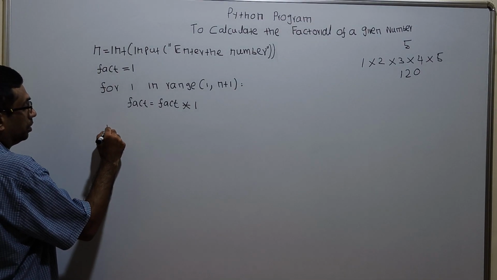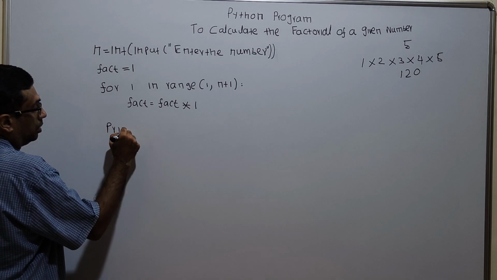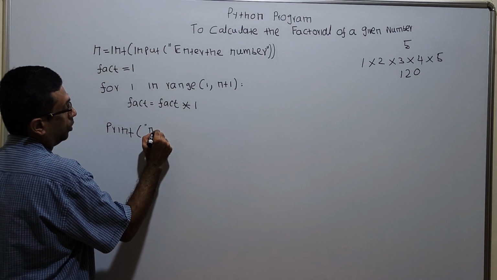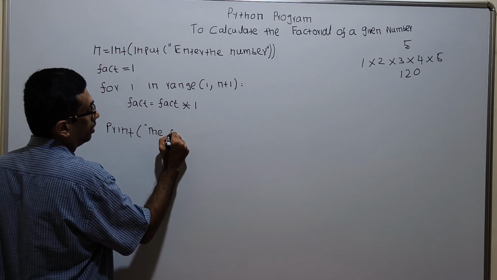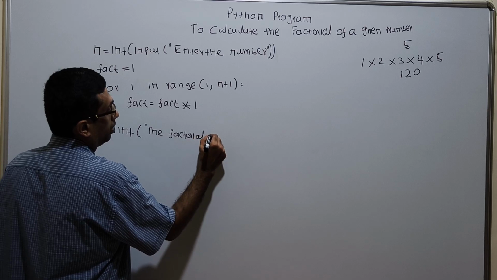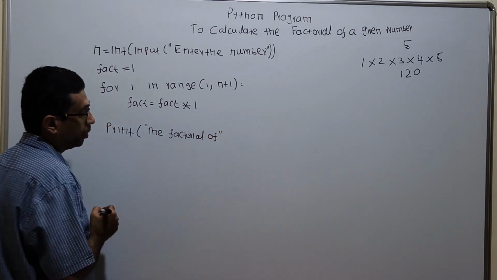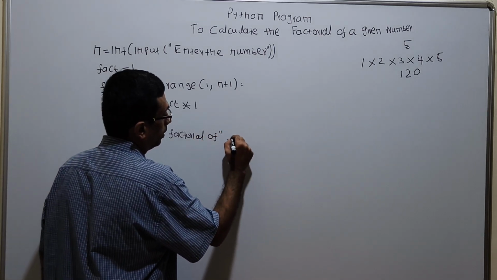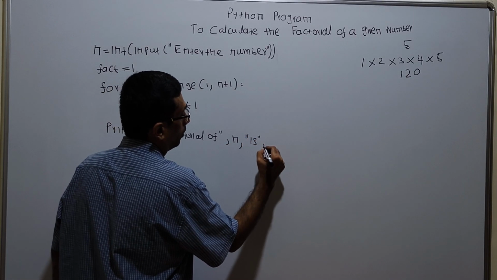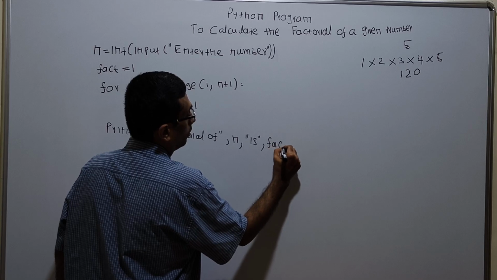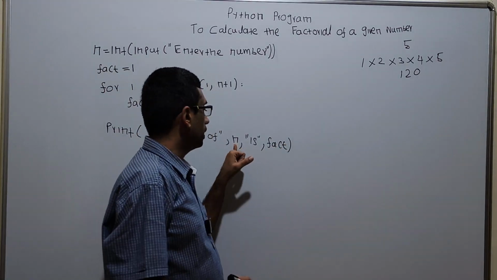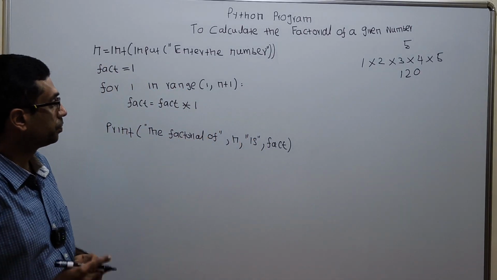Print "The factorial of", I am closing the string, followed by the variable n, followed by a string, followed by the value fact. So I am getting the output: the factorial of the value in the number n is the value fact.